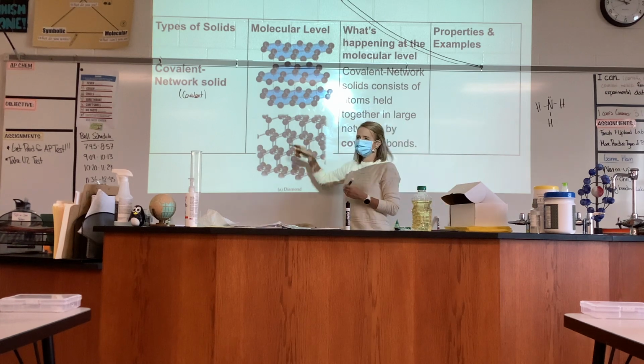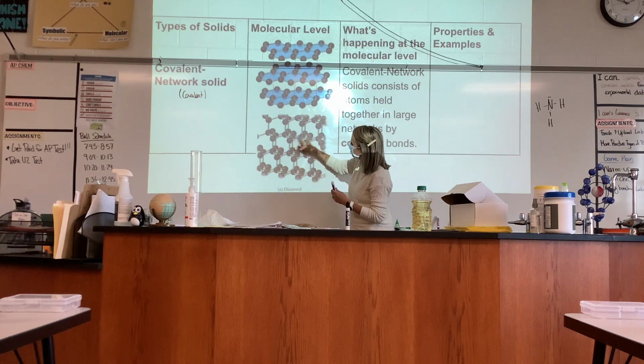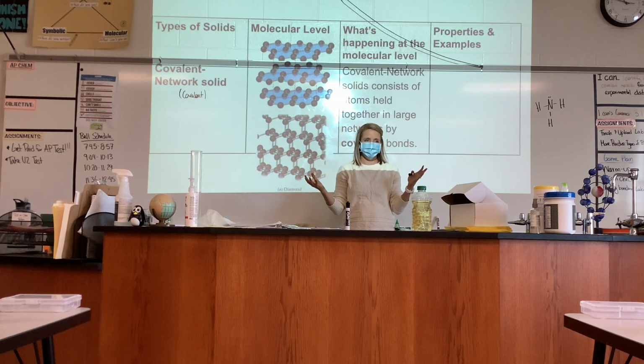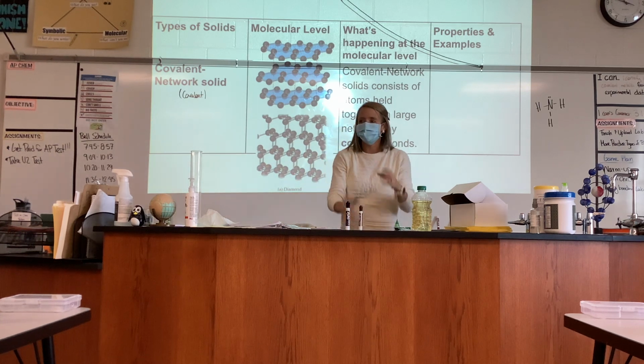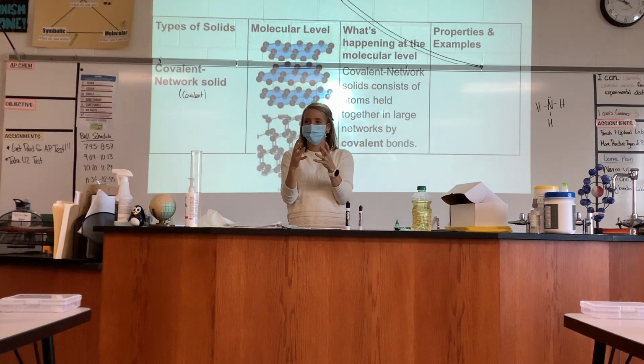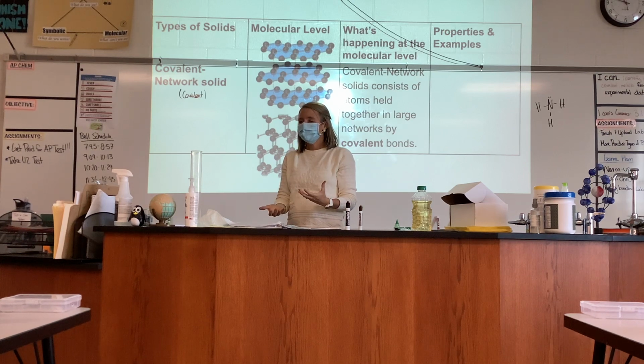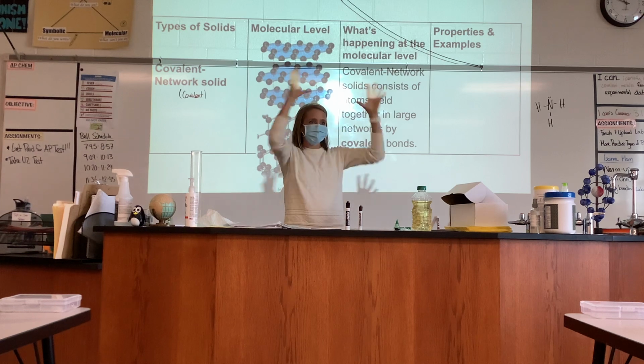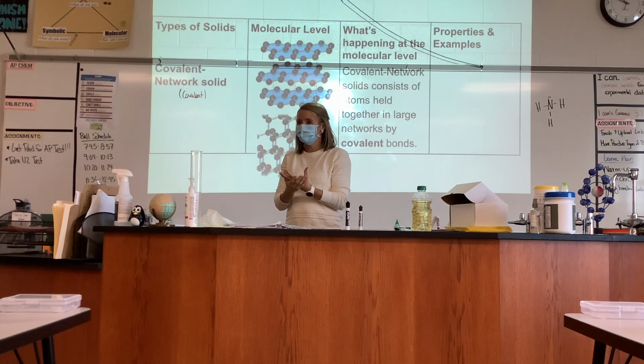So these little black ones are carbon, and you have bonds here and there and there and there, and then forward and backwards in all directions. So instead of being CO2, CO2, CO2, it's just one vast bonding network. That's why diamonds are so strong and hard, because you have this bonding in all directions.